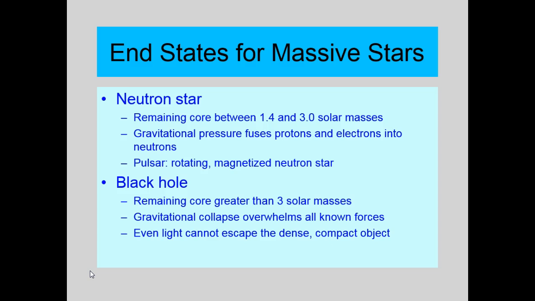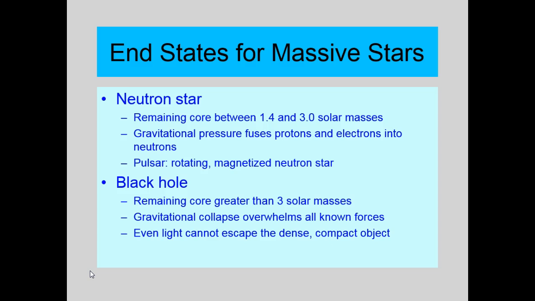Okay. Now, that's the big, big, big stars, but not the biggest stars. Okay? Biggest stars, this is what happens. The remaining core now is greater than 3 solar masses. Goodness gracious. Our whole sun, more than 3 times that, is still in the core after everything else is blown up. Well, what's happening now? Gravitational collapse overwhelms all known forces.